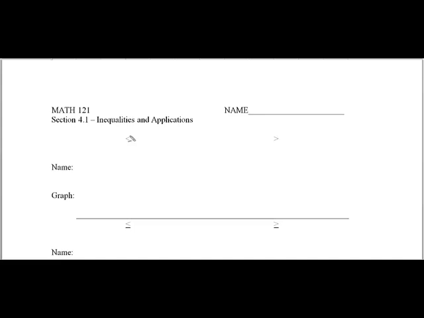The symbol right here, which has the arrow pointing to the left, is known as the less than symbol. So this is pointing to the left. Easy way to remember it: which way is it pointing? It's pointing to the left, so this is called less than. And this is pointing to the right. It's going to be called greater than.